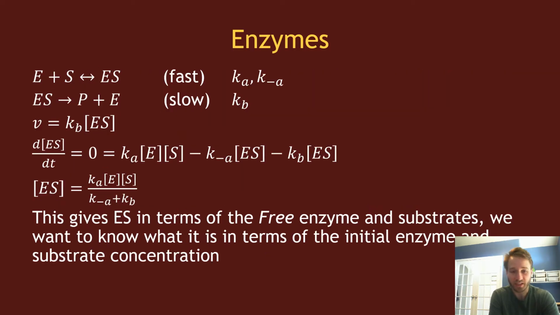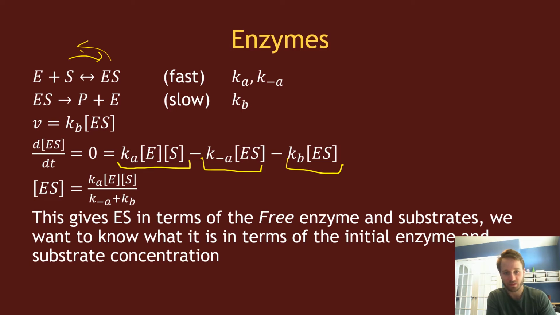Right, so the steady state approximation for this mechanism, for the enzyme substrate compound, is Ka times the concentration of E times S, minus K minus A times the concentration of ES, minus Kb times the concentration of ES, right? Because it's a product in the forward reaction, a reactant in the reverse, and a reactant in the second reaction here, okay? Using that, we can solve for the concentration of the enzyme substrate in terms of the concentration of the enzyme and the concentration of the substrate, okay?